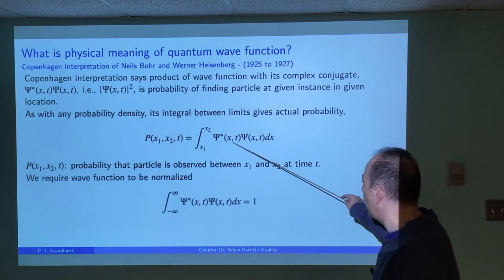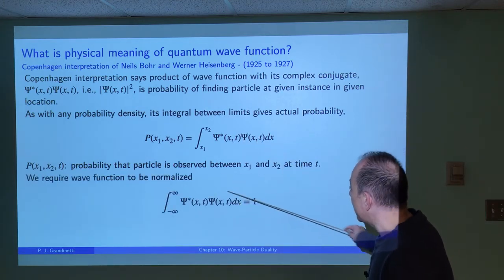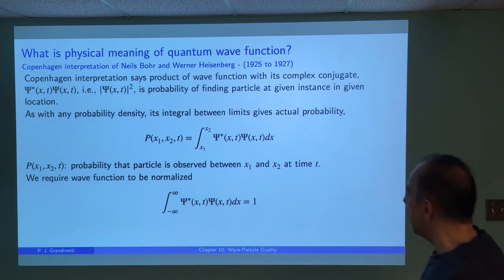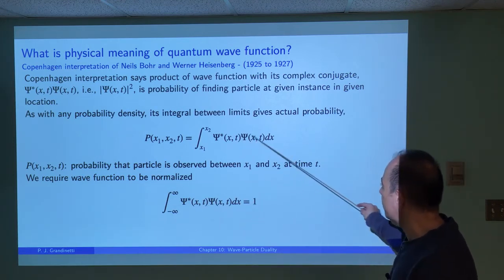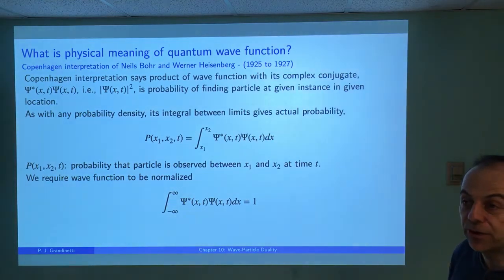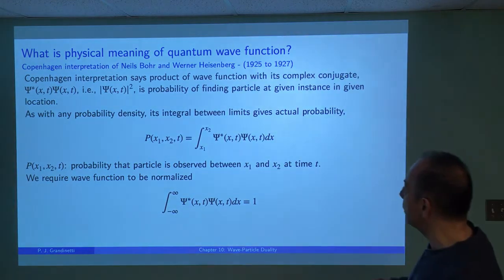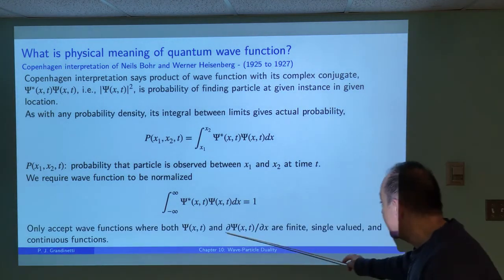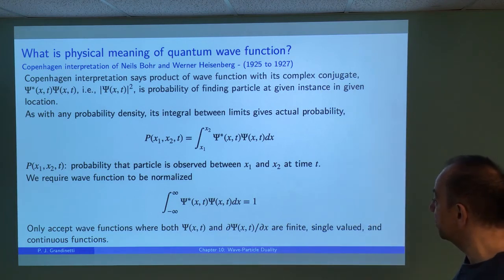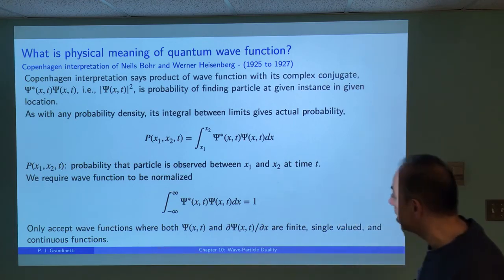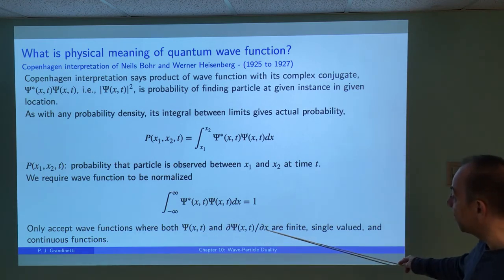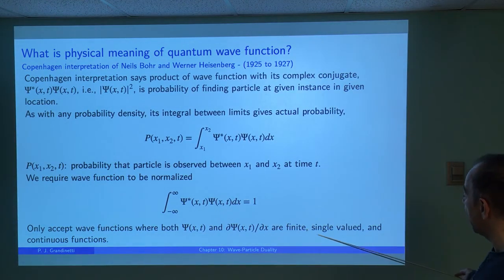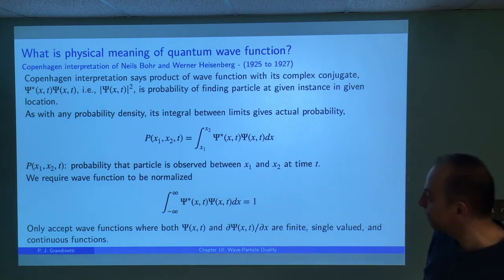And of course, any wave function that you use in this manner, this product integrated over all values, has to be normalized. So we're assuming that these wave functions are normalized. If they're not, then we have to make sure mathematically that we normalize them before we use them in quantum mechanics to obtain any kind of probability. Additionally, we will only accept wave functions that are continuous. So we expect that our wave function is not only normalized, but the wave function and its first derivative with respect to space are finite, single-valued, and continuous functions.